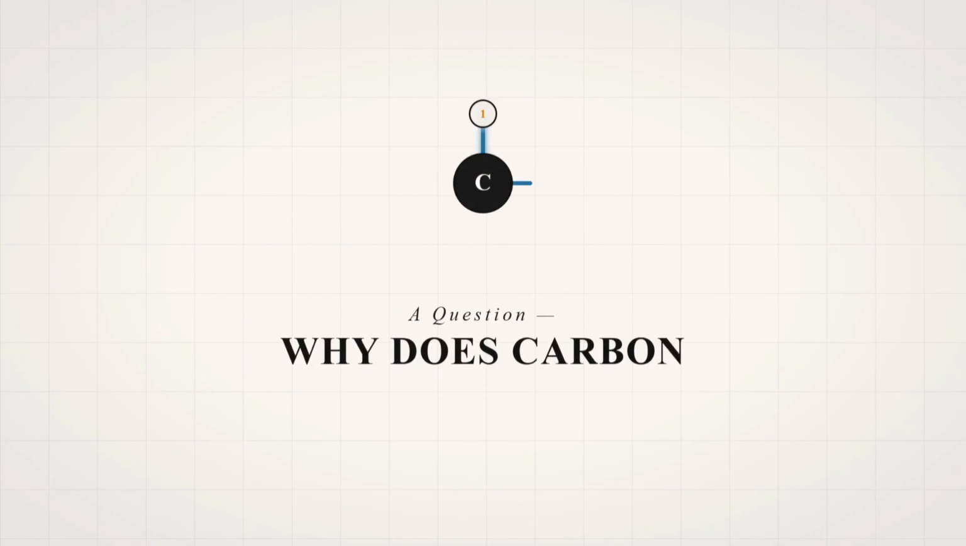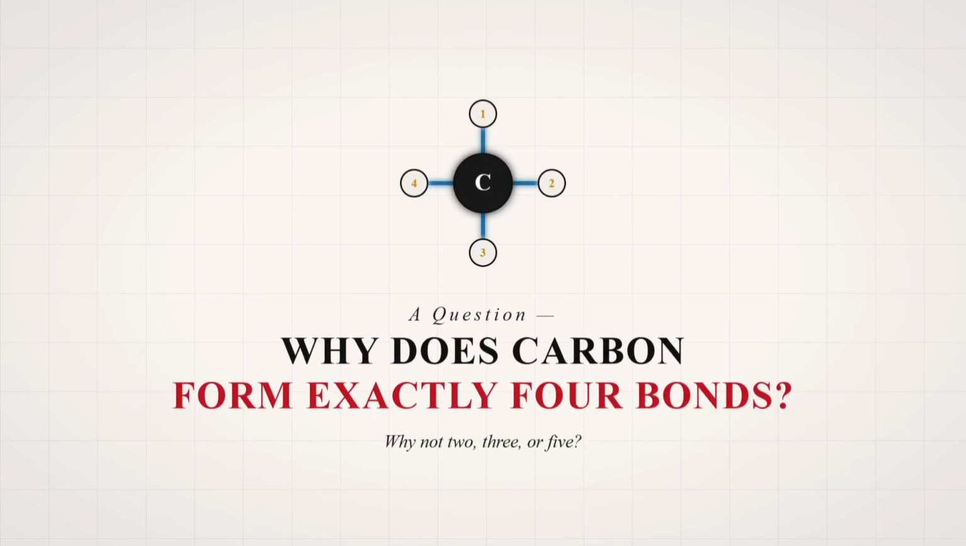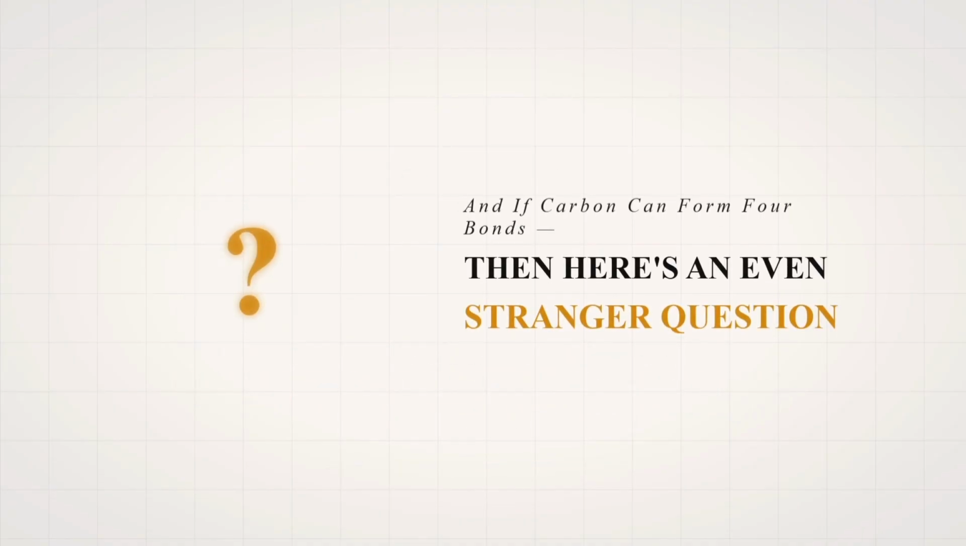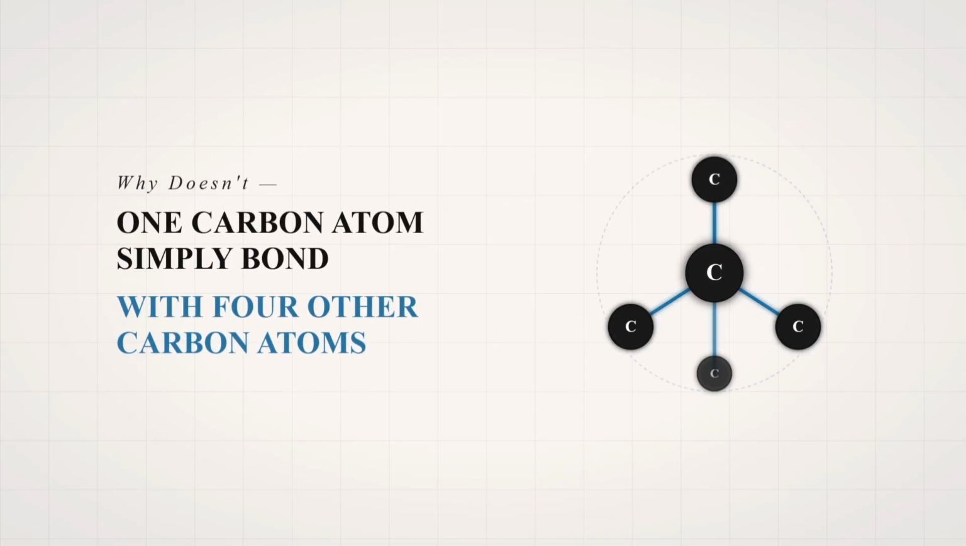Why does carbon form exactly 4 bonds? Why not 2, 3, or 5? And if carbon can form 4 bonds, then here's an even stranger question. Why doesn't one carbon atom simply bond with 4 other carbon atoms?